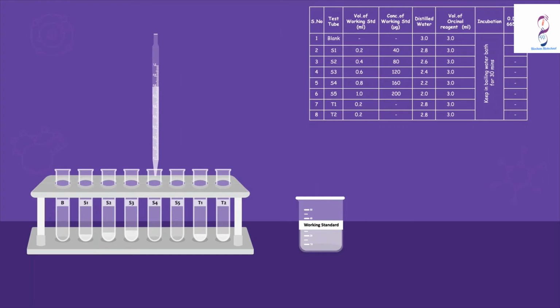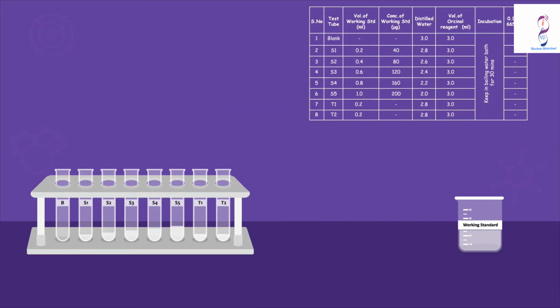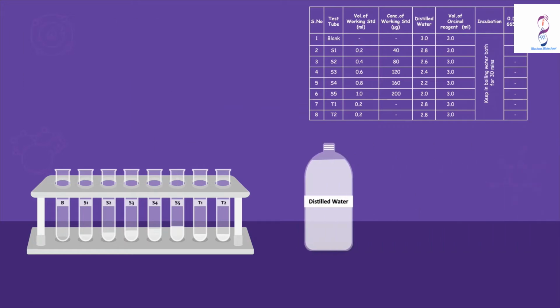In the illustration, there are 5 standards, 2 test solutions, and a blank. We see the volumes of the different working standards, the concentration of the working standard, which are made up with distilled water, and the addition of orcinol reagent and incubation in a boiling water bath.